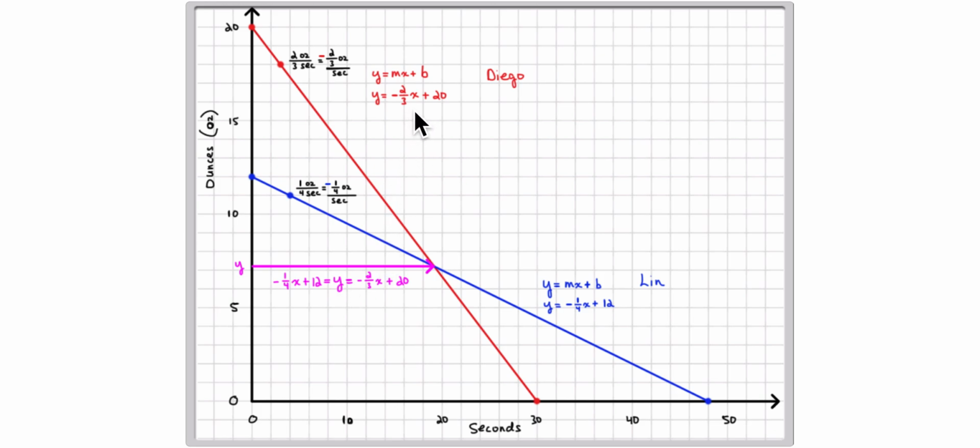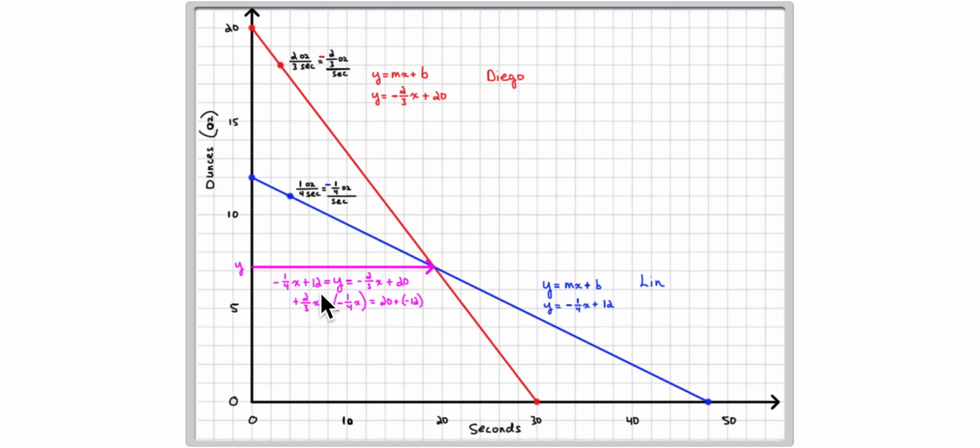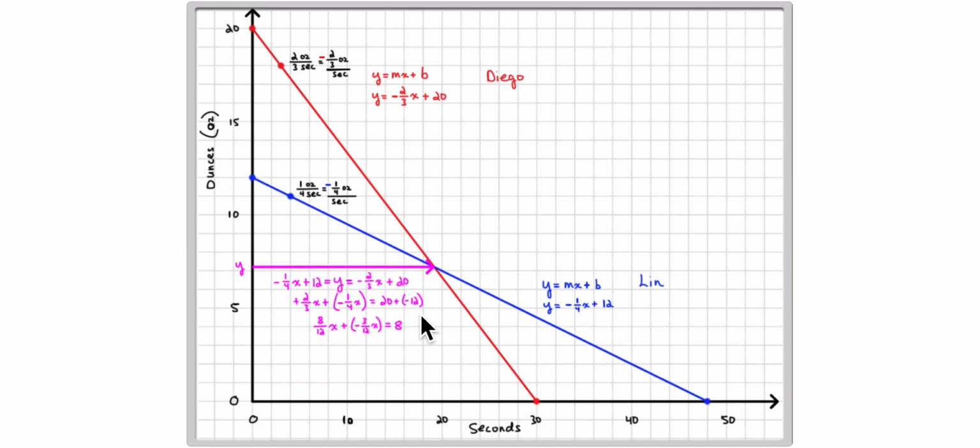So a negative 2/3 x plus 20, and a negative 1/4 x plus 12. You make those equal to each other, and you solve for x. What's the value of x when these two equations are equal to each other? You can add 2/3 x to both sides. So this is plus 2/3 x. This goes away, and you can add a negative 12 to both sides. So this 12 goes away, and this is 20 plus negative 12. You end up with 8/12 x.